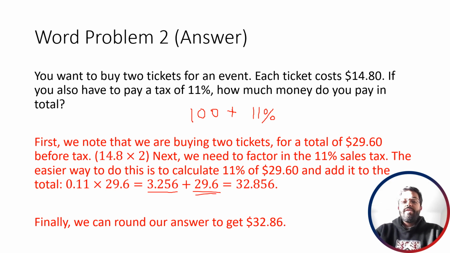When you have to add that back to your total, if you add 100 to your percentage, it takes care of that second step. So for instance, instead of doing 11% of 2960 and then adding that back on to 2960, you could find 111% of 2960, and that's just your final answer.